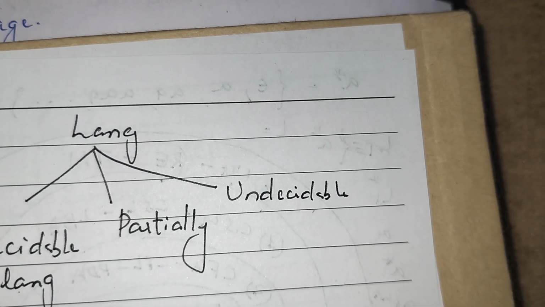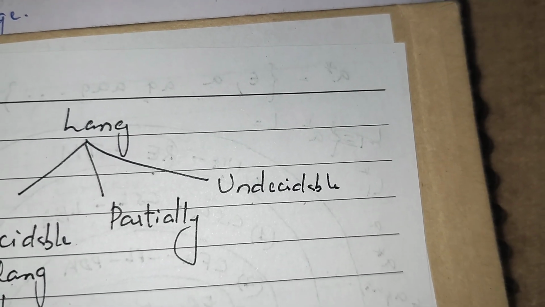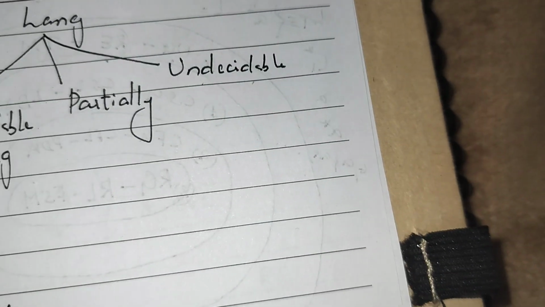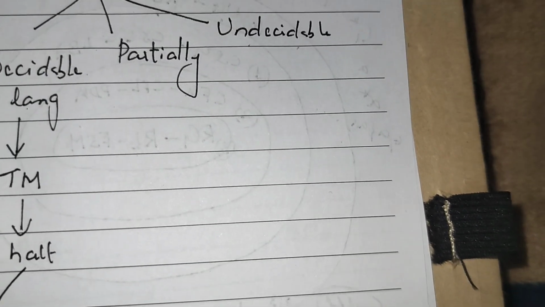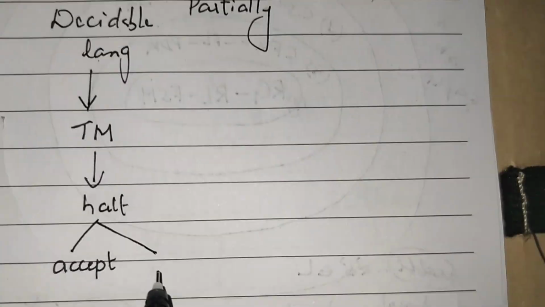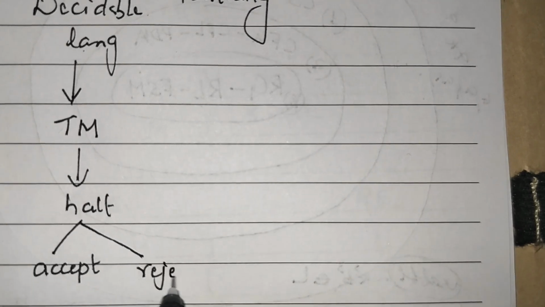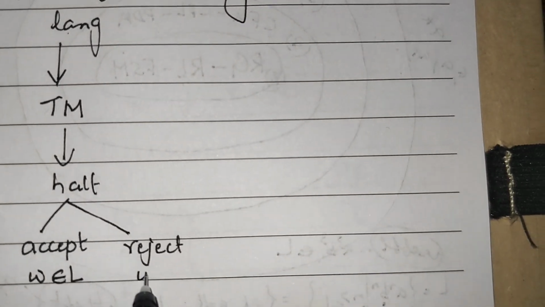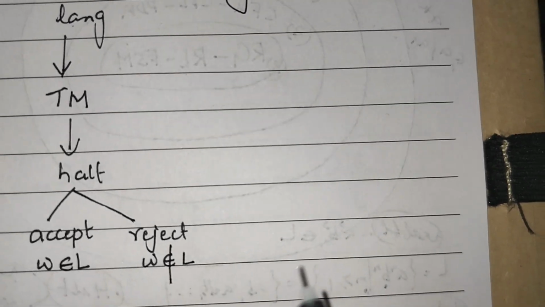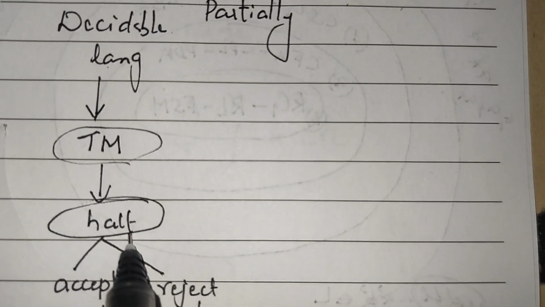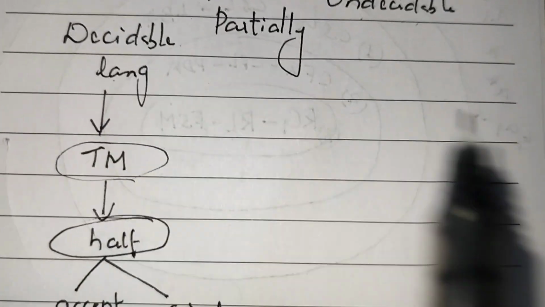For a decidable language, there exists a Turing machine which will halt for every input. If the string belongs to the language, definitely it will accept the string, and if the string does not belong to the language, definitely it will reject the string. Anyway, there is a Turing machine which will halt for every input. That is a decidable language.